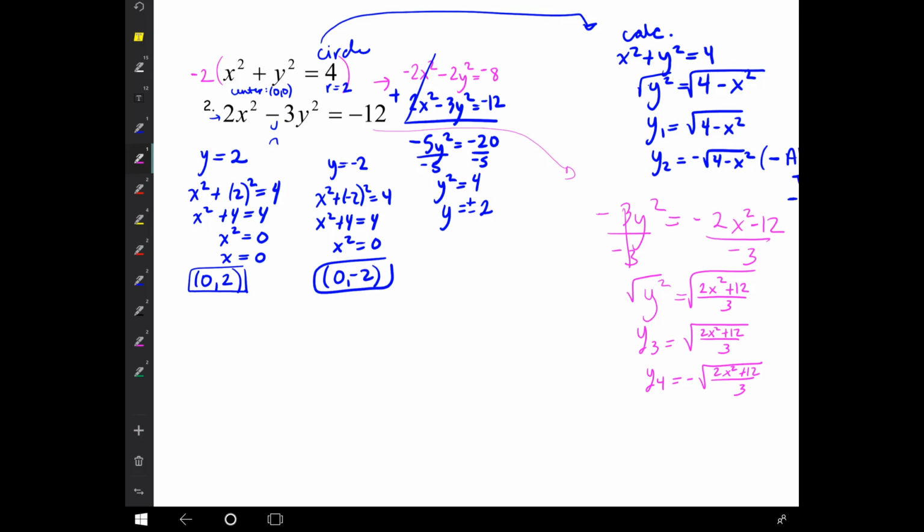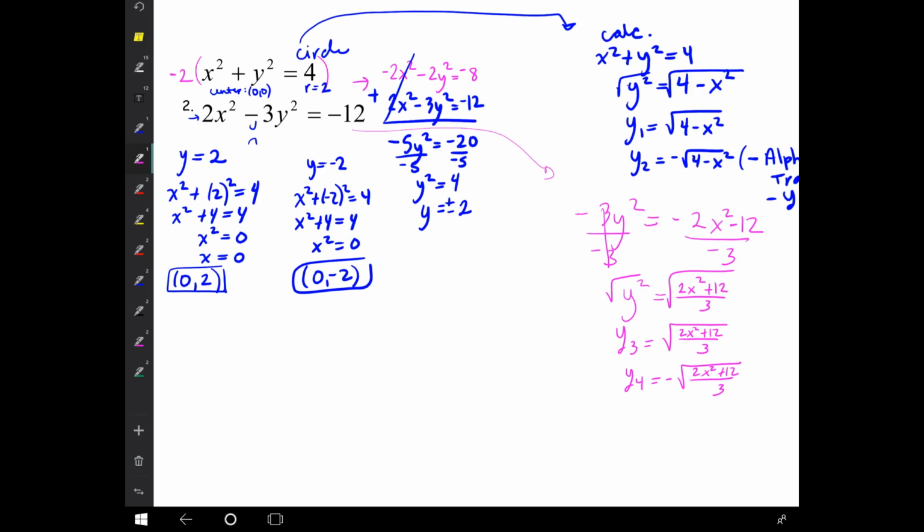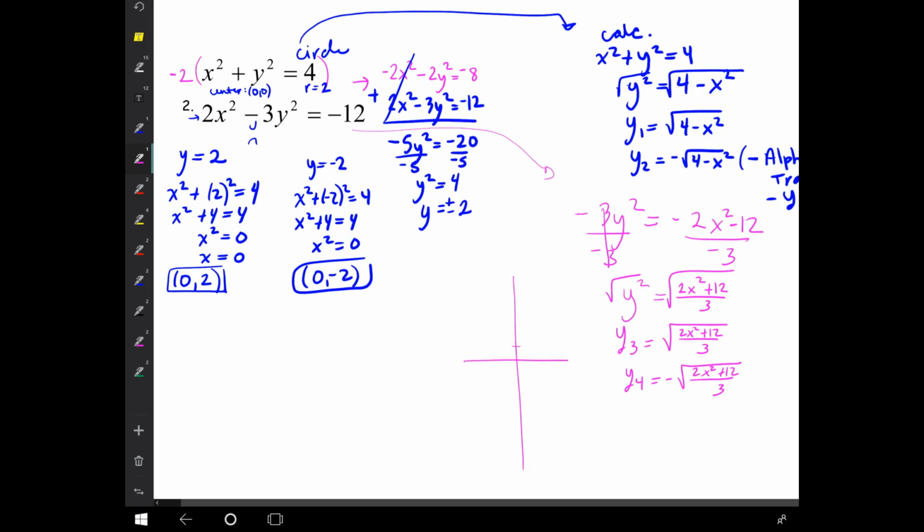Let's switch that over. This video is going to be a little bit awkward because you can't see my calculator on the screen. But what I'm looking at here is I have a circle here, and then I have that hyperbola. I'll come around and see what happened on the calculator. But these are our 2 points of intersection, 0, 2, and 0, negative 2.